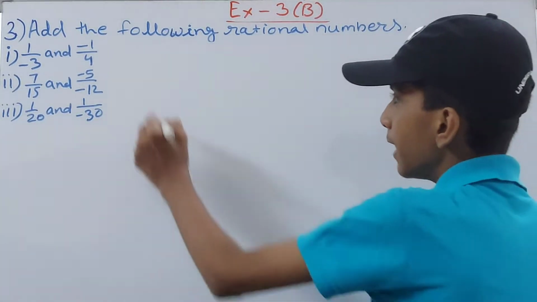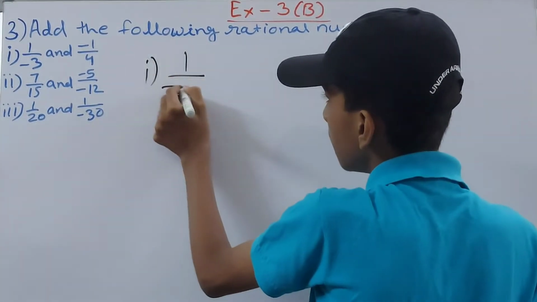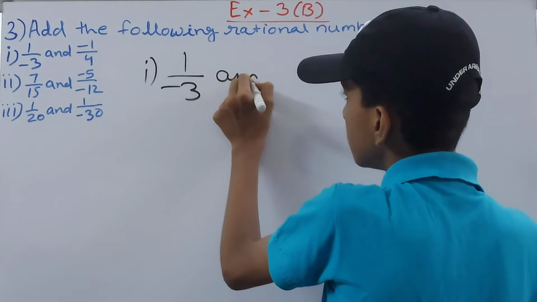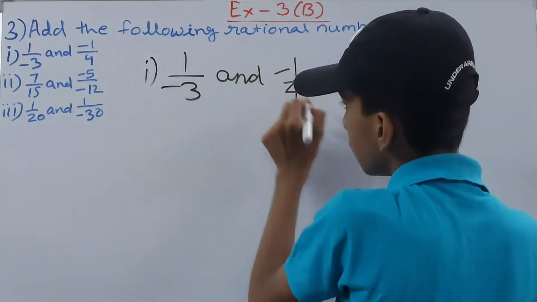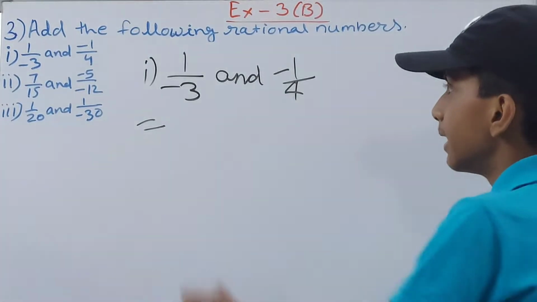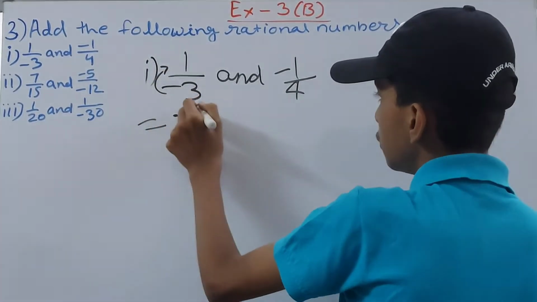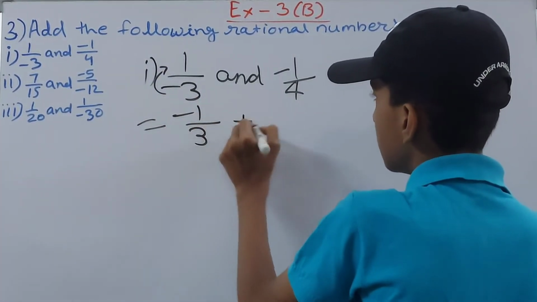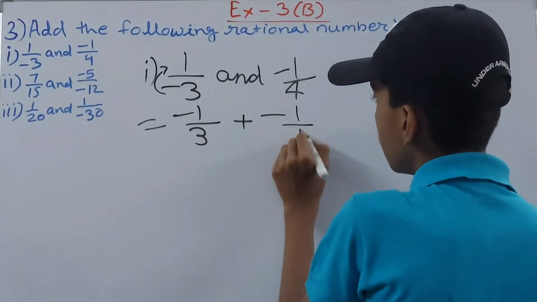Same thing here, right? First part, what do we have? 1 upon minus 3, and minus 1 upon 4, right? So first of all, convert this into the standard form as we know. This minus sign will be taken here. So minus 1 upon 3 plus minus 1 upon 4.